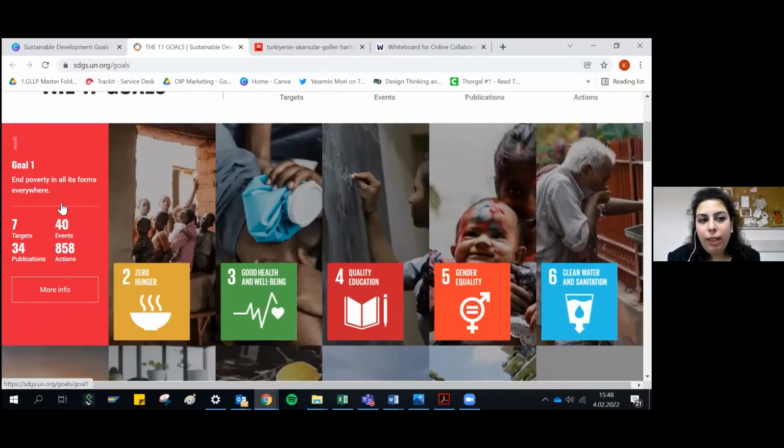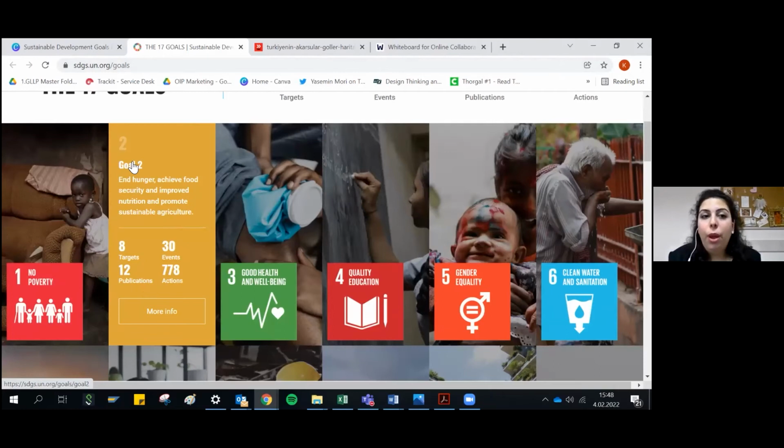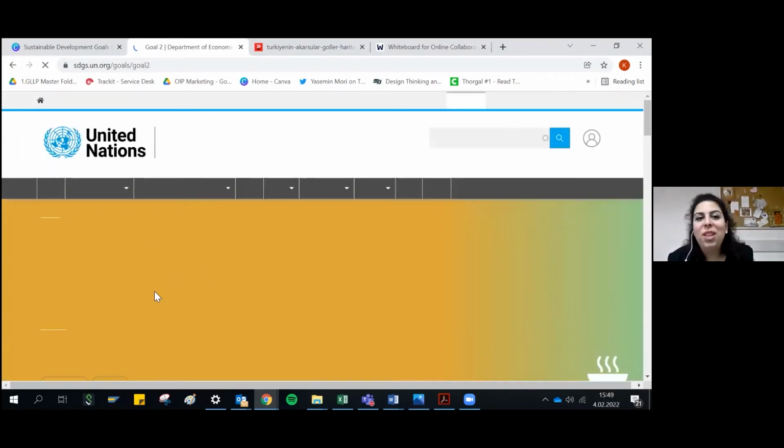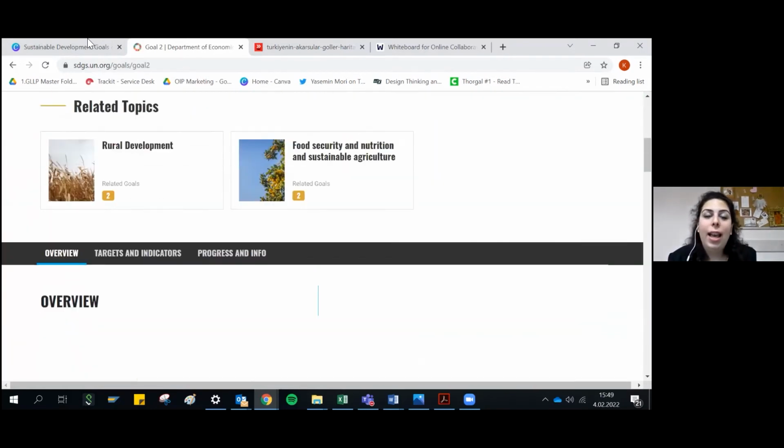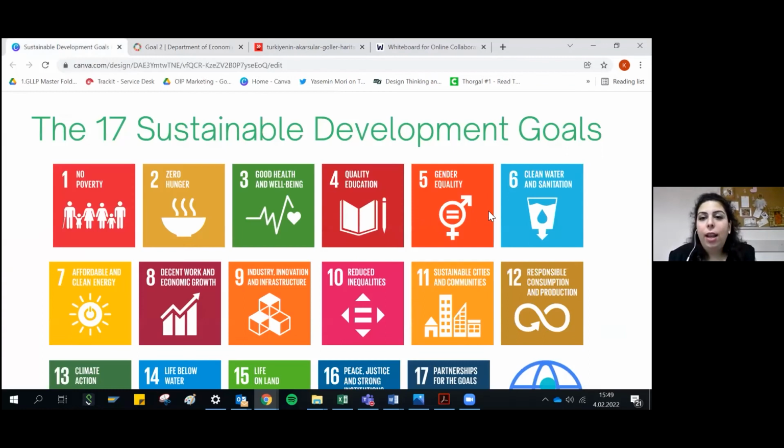I would also like to share this website with you guys, SDGs UN.org. You can check out the SDGs here, and you can get more info here. For example, end poverty, zero hunger. For that goal, we have 8 target goals. We have publications, we have good practice examples, and if you would like more detail on that one, you can just click more info and check it out. So basically, this is how you can use SDGs.